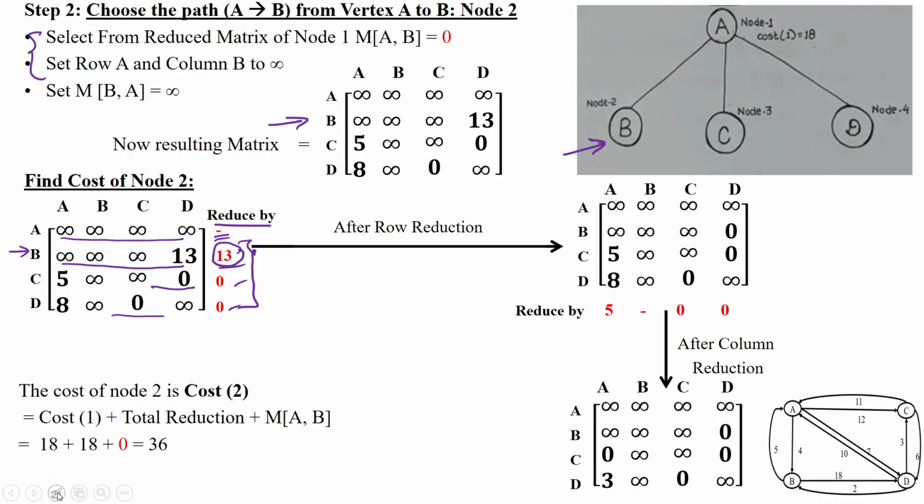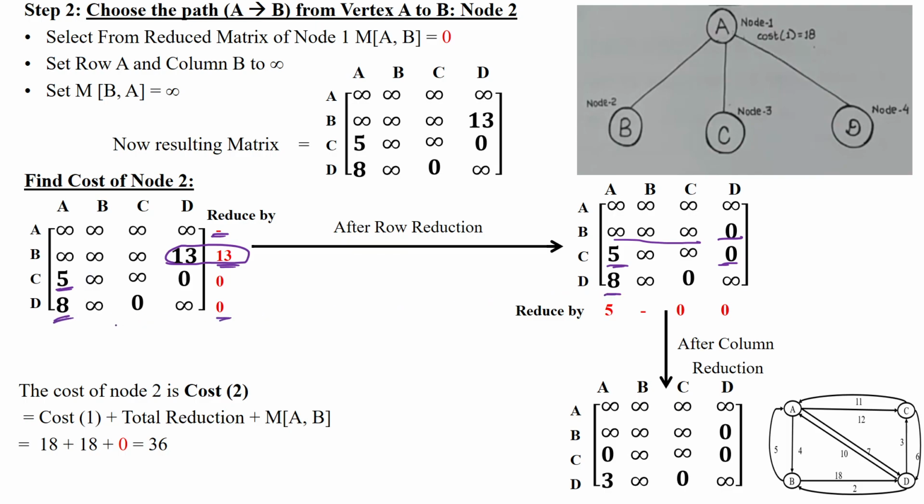Then perform the subtraction with this element for each and every element of the rows. So when applying the row reduction, nothing happens here, since all these three are infinity. 13 minus 13 is 0. Then here 5 minus 0 is 5, that is given here. 0 minus 0 is given here. Here 8 minus 0 is 8, and 0 minus 0 is 0. Infinity minus anything is infinity, which is given here.